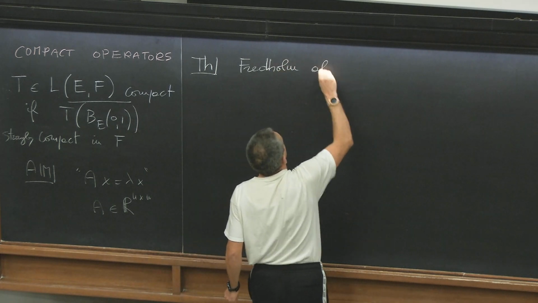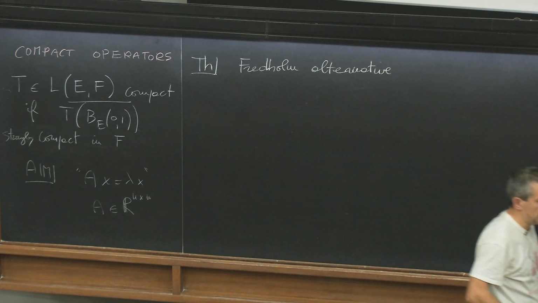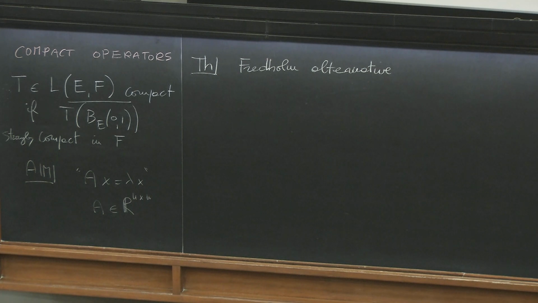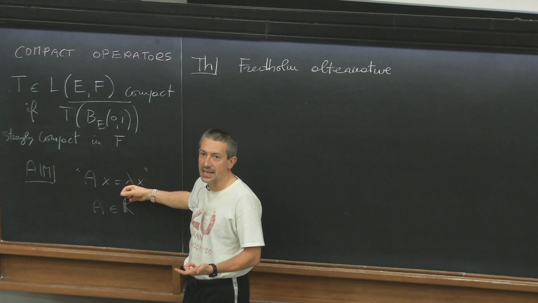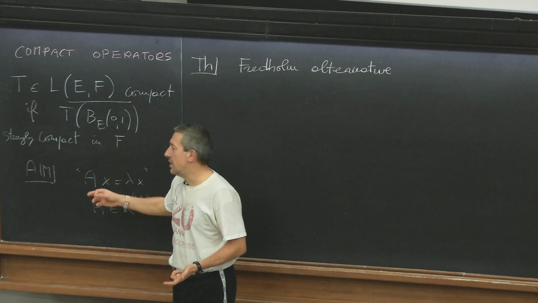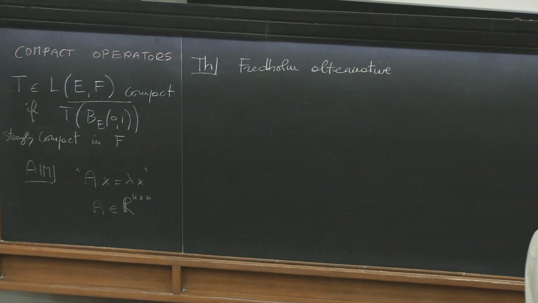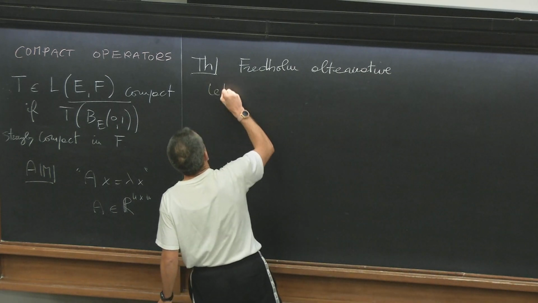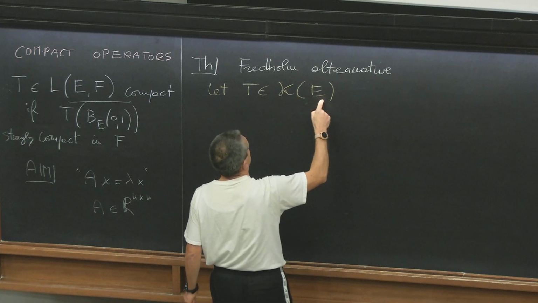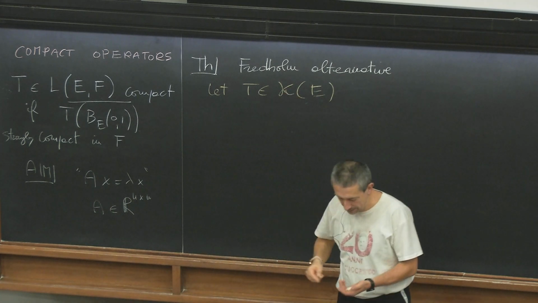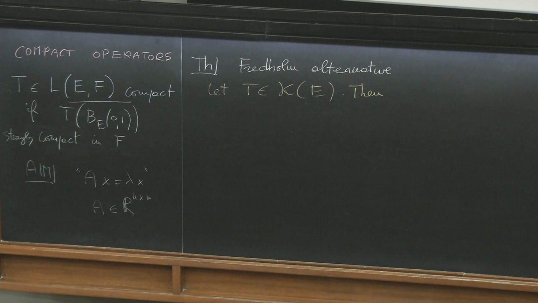Fredholm alternative. So, what we are studying here is, up to the fact that here we have lambda, if we take lambda equal to 1, which is just a scaling, you have to study essentially the operator identity minus A. So, T is a compact operator, which maps E into itself like square matrices. Then there are 4 parts.